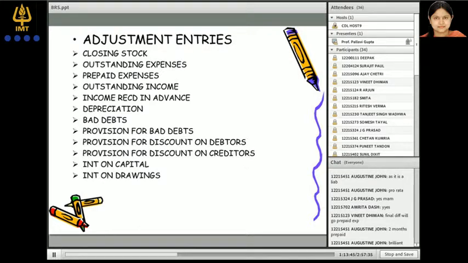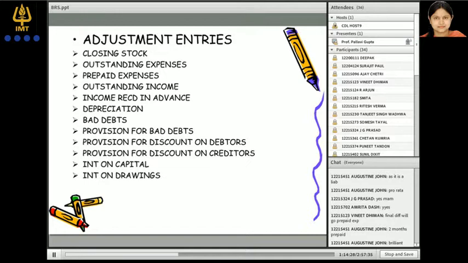This situation may be present for the income also. Let's say you are doing a commission business. You are doing a consignment business. So you receive the commission on consignment sales. Your commission is due to be paid on 15th of the following month. That is, whatever sales you have made in January, your commission would be paid on 15th of February. Whatever sales you made in February, your commission would be paid on 15th of March. Whatever sales you have made in March, your commission would be paid on 15th of April.